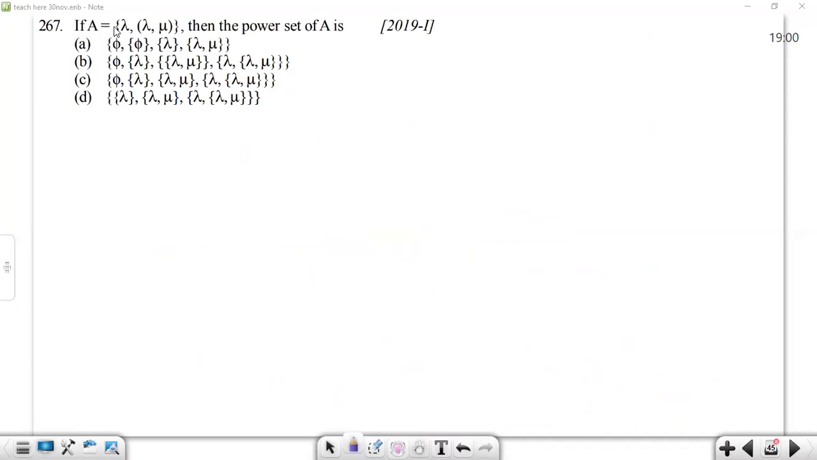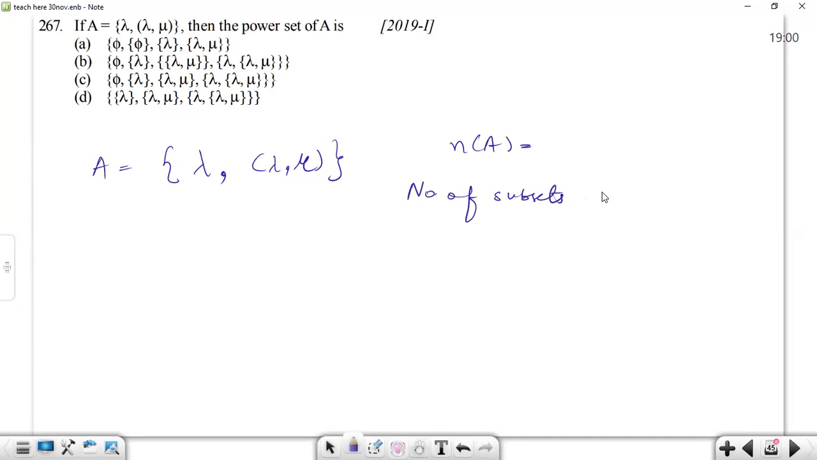Now, how many elements are there in set A? What is the number of subsets of set A? Is it 2 raised to power n? Yes. Do you remember the formula? Yes, sir. Please respond fast.